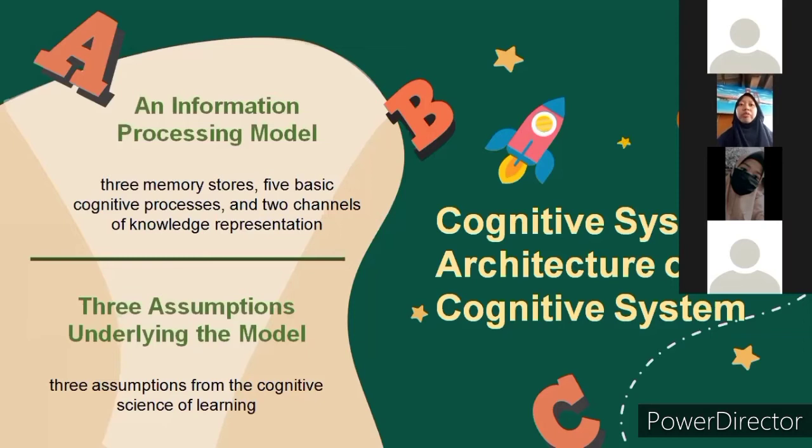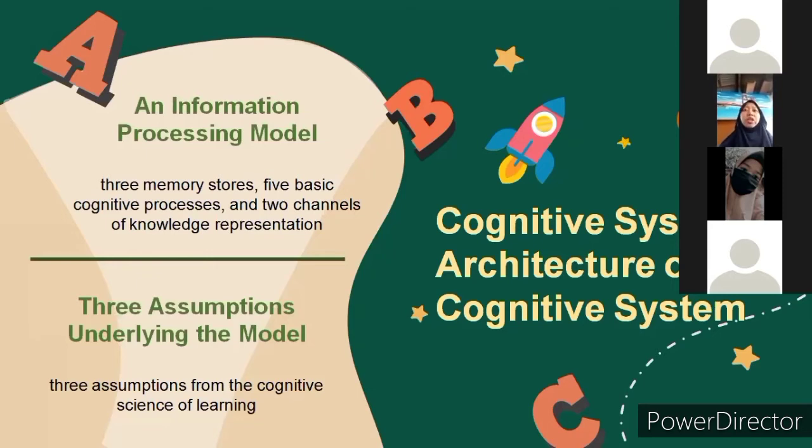Overall, the construction of knowledge requires that the learner select relevant images and sounds from the presented material, organize them into coherent pictorial and verbal representations, and integrate the pictorial and verbal representations with each other and with prior knowledge. And then let's talk about three assumptions underlying the model. The information processing model is based on three assumptions from the cognitive science of learning.